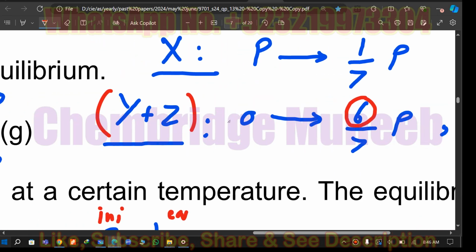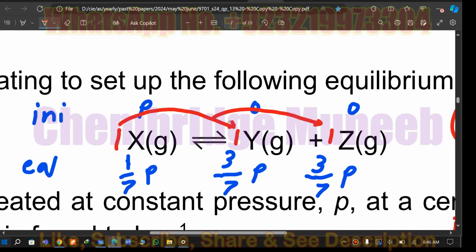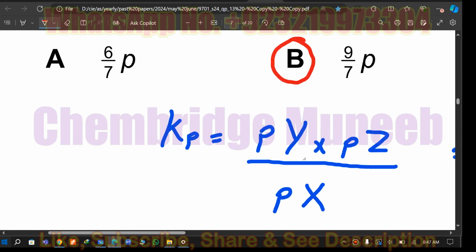Now we have calculated the values of both X and Y, so I can write this expression, or I can write the values below their symbols. So 1/7 for X in the equilibrium stage, and 3/7 for Y, 3/7 for the Z. Now this is a KP expression. KP expression is written in terms of the partial pressures. So partial pressure of Y times Z divided by partial pressure of X.